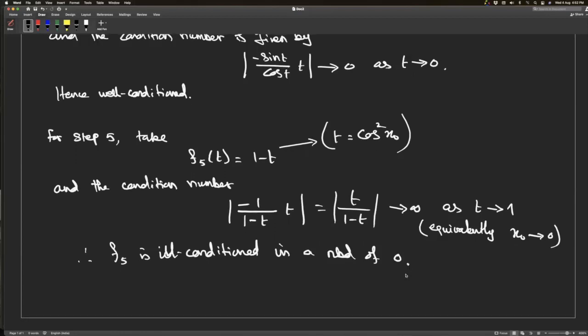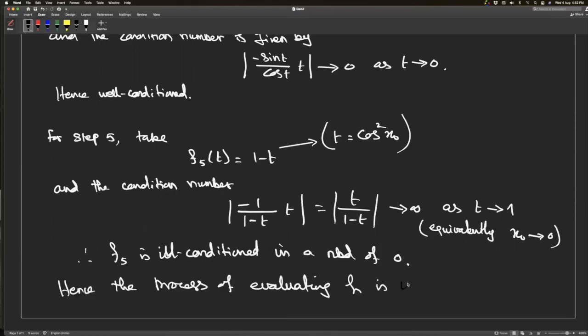Okay, hence the process of evaluating the function h is unstable, because even if one step is ill conditioned, the entire function becomes unstable. Here, although all the steps are good, one step was bad, therefore the evaluation of h on a computer is unstable. That is the conclusion. Let me evaluate this function on my computer and show you how my computer struggles to handle this function very near to 0.